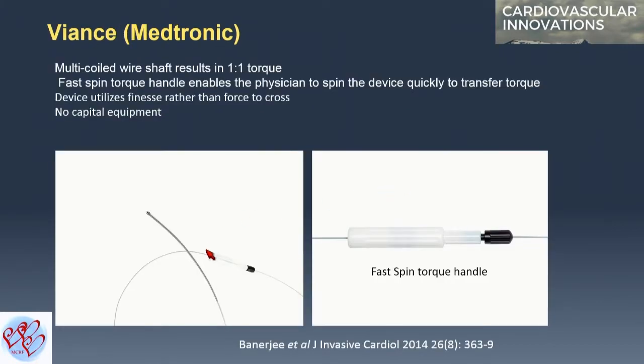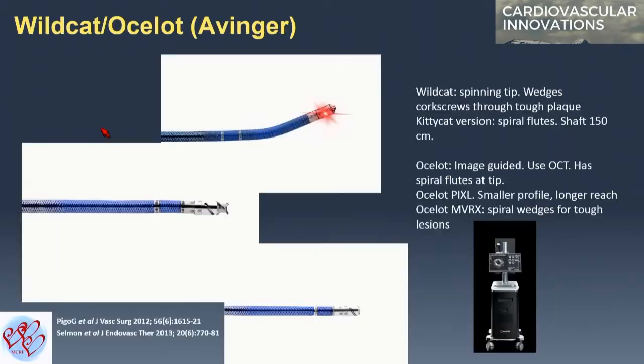The Viance has a multi-coiled wire shaft, which results in a 1-to-1 torque. It has a fast spin torque handle. The physician essentially has to spin that device, and the faster you spin it, the torque is transmitted right to the tip, and very gently it penetrates into the intraluminal space. The advantage of this is no capital equipment, so it's easy to have in the lab.